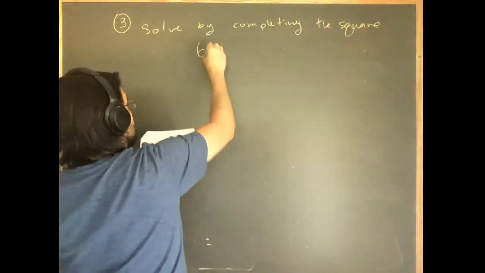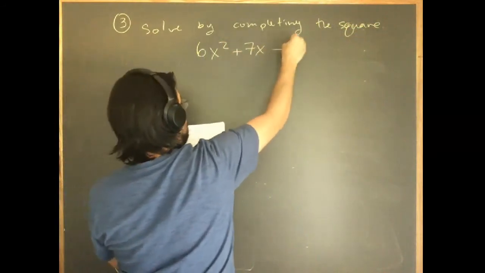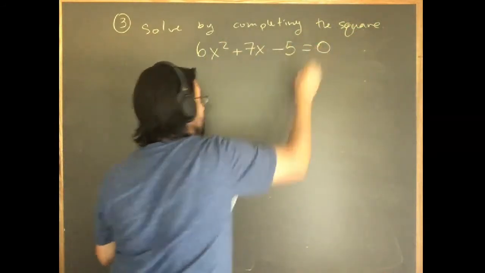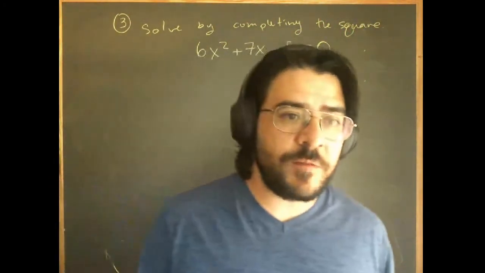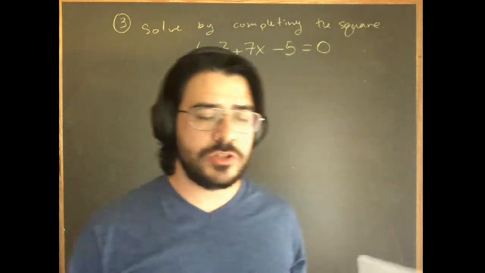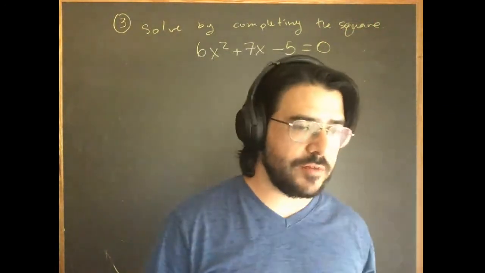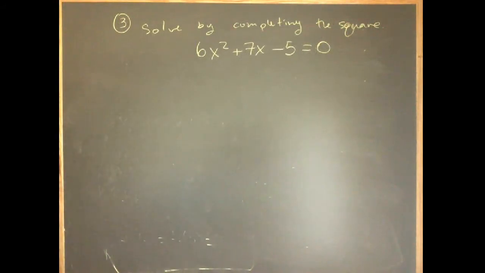And we're going to look at, again, 6x squared plus 7x minus 5 is equal to 0. So this is the same one that we had previously, but what I'm assuming now is that maybe you didn't get the factoring correct, or you couldn't figure out how to factor it, right? So now what's your next step? Well, you can either go to the quadratic formula, or you can try to complete the square. So let's go through that algorithm of completing the square.